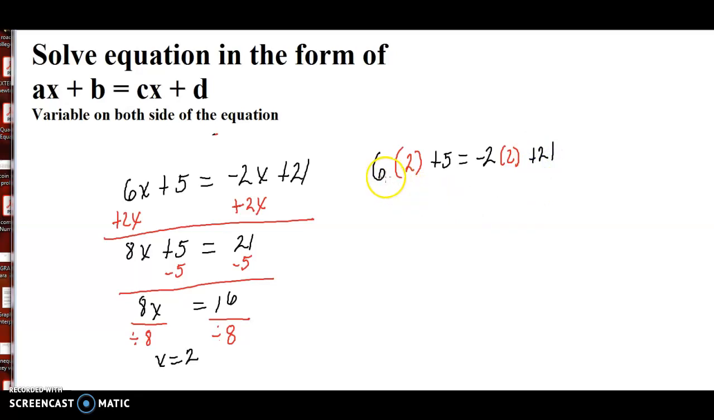Now we have 12, 6 times 2, which is 12, plus 5 on this side of the line. We have -4 plus 21 on the right-hand side of the line. And when I do 12 plus 5, I get 17. When I do -4 plus 21, I also get 17. So that's how we know that our answer x equals 2 is correct, because I get 17 on one side and I get 17 on the other side.